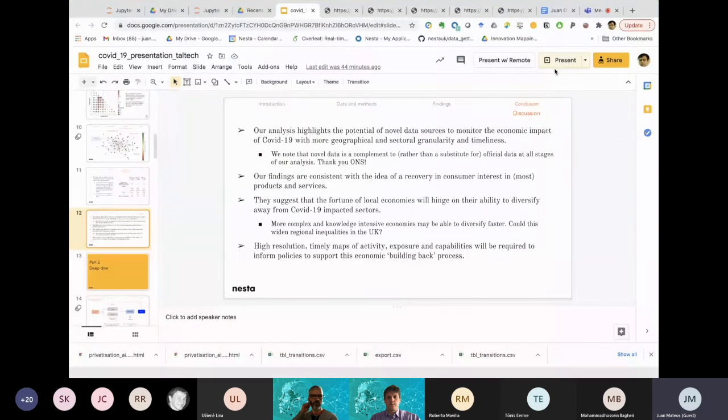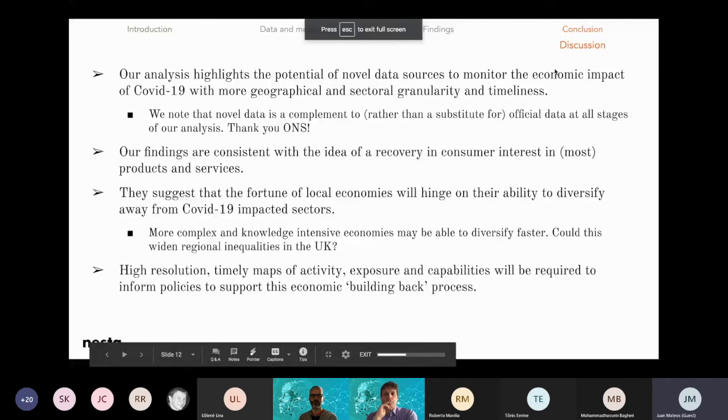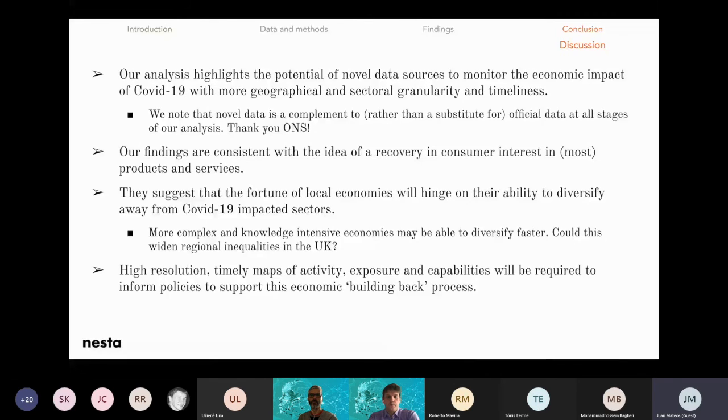And just to conclude, our analysis highlights the potential of novel sources. One super important thing to say is that this is complementing official data. We are using it all the time. One thing I haven't even talked about is validation: how we validate both the business website data and the trend data with official data. We do that as well, in a way that suggests that what we are doing is not horribly biased or missing out big chunks of activity, both in terms of sectoral activity or not tracking trends related to the pandemic that have come from official sources.